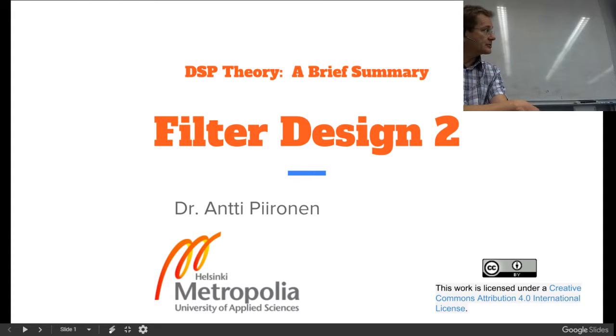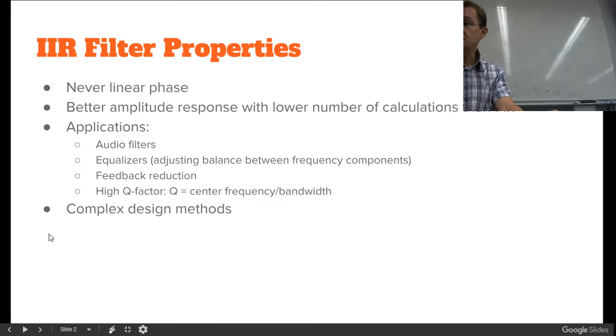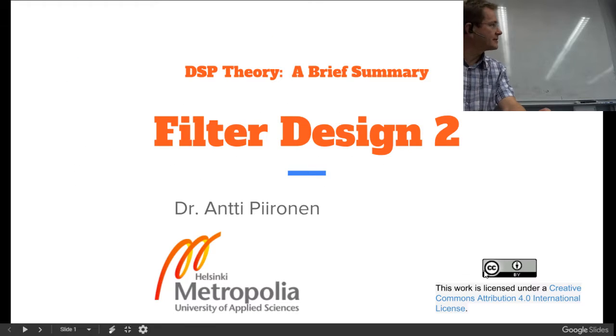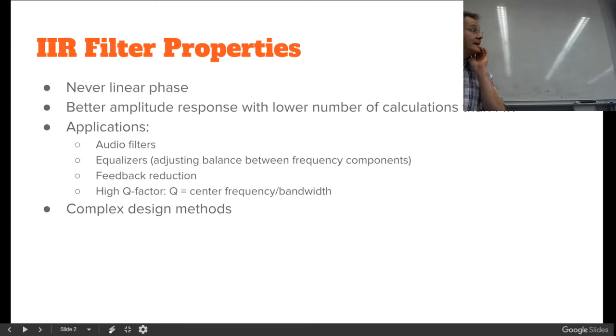Okay, let me go through the theory part of today's topic, which is actually filter design too, but it's the IIR filter design more or less. Okay, starting from the facts about IIR filters.